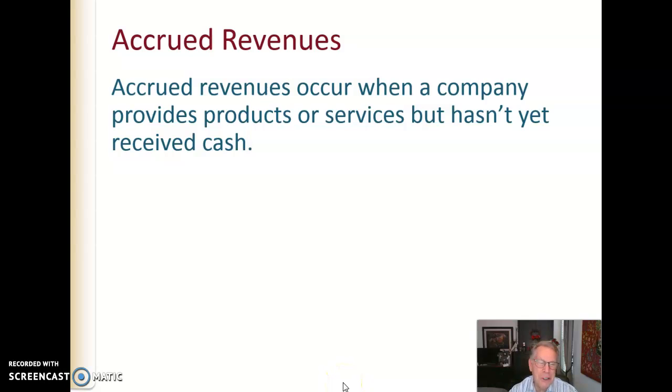Welcome back to Chapter 3, Video 3. Here, we're going to continue with our adjusting entries and look at accrued revenues. Accrued revenues occur when a company provides its products or services but has not yet received its cash.